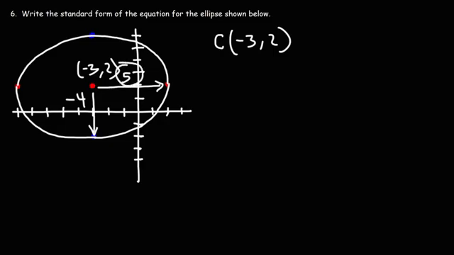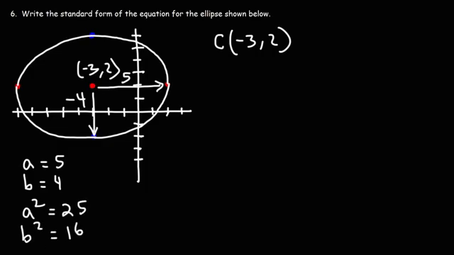So a is going to be the bigger number. That means a is 5, b is 4. If a is 5, a squared is going to be 25, b squared is 16. So now that we have the values of a squared and b squared, and we have our center, we can write the standard form of the equation. So a is horizontal. So what we have is a horizontal ellipse, or an ellipse with a horizontal major axis.